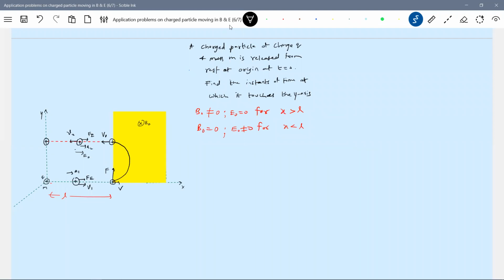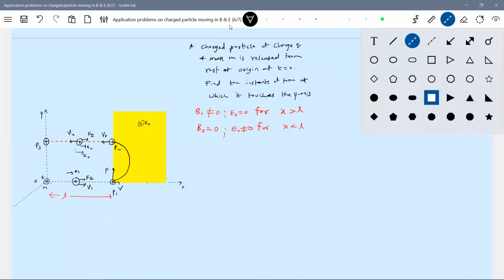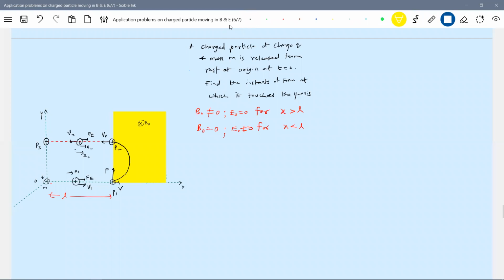Instantaneous rest here. So this is at t equal to 0, this will be the origin. There's a point P1, P2, P3. Now again, what will happen to the charged particle? Again, it's going to retrace the path. Again, it will enter. So like this, if you look at the charged particle, it's going to oscillate. Hope everyone is able to follow.